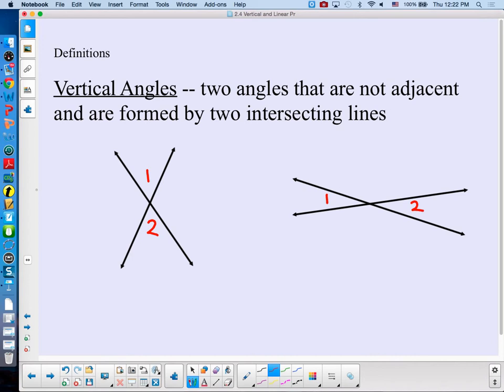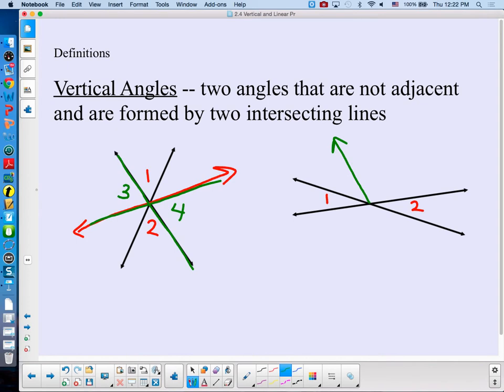Now you have to be careful when you get more like 3 lines in the picture. 1 and 2 are still vertical. If I put a 3 here, not vertical to 2. One across what's formed by the same 2 lines would be that angle. So it might help for you to highlight which lines make up angle 1 and then continue them to make sure that it makes up angle 2.